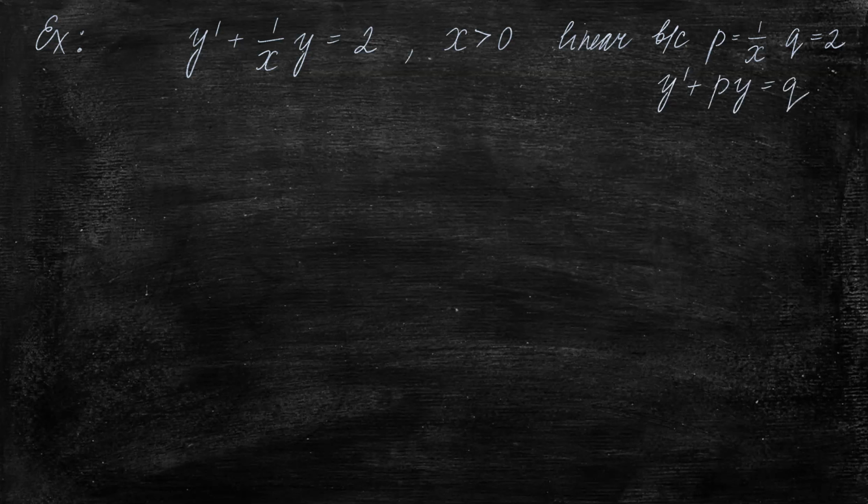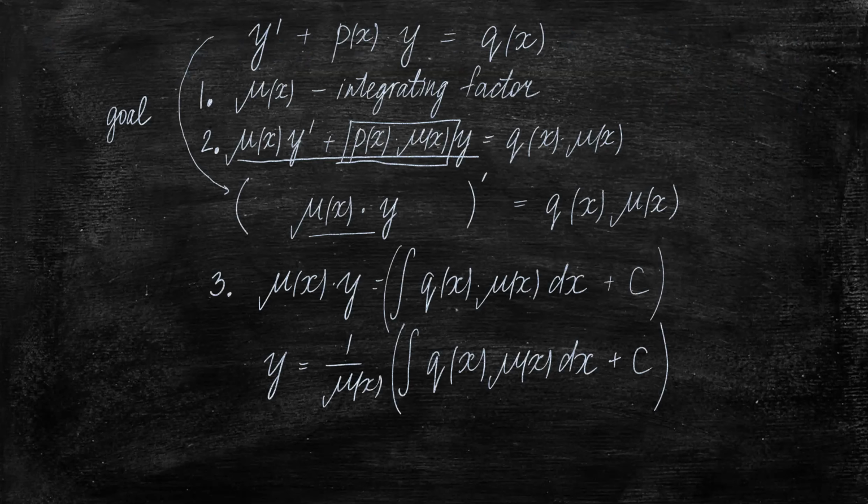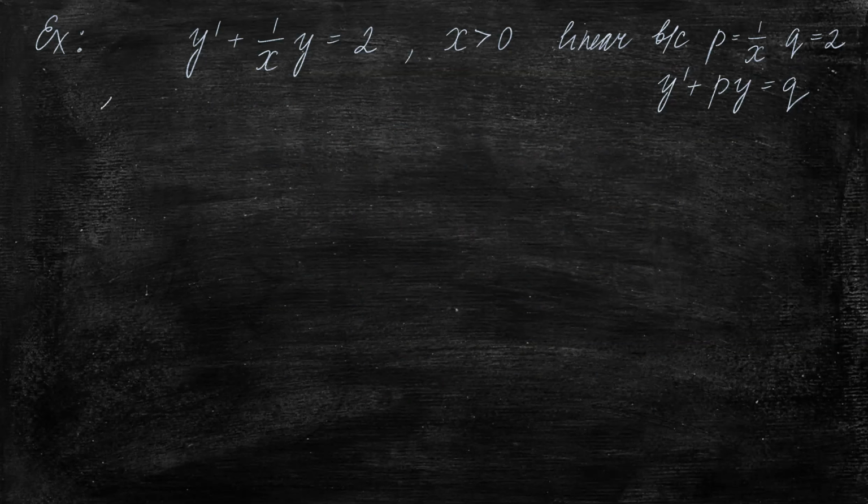Now that we know it's a first order linear differential equation, we're going to solve it by following these steps. First, we're going to find the integrating factor using this formula. So, step 1, we're going to find mu, and we integrate 1 over x.